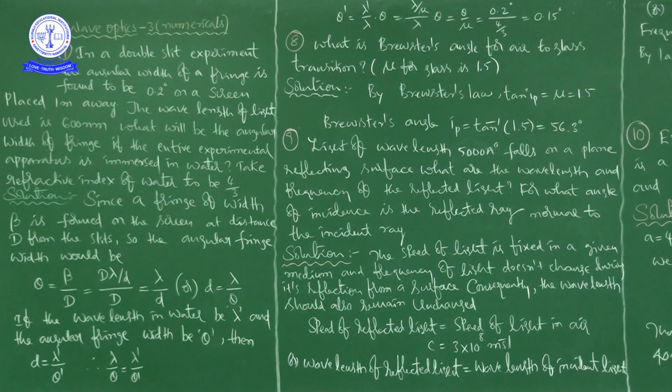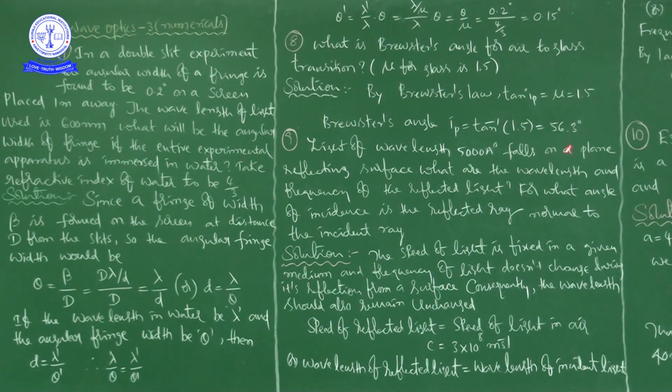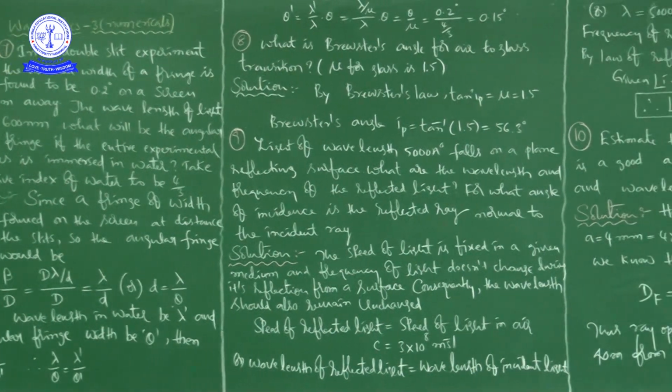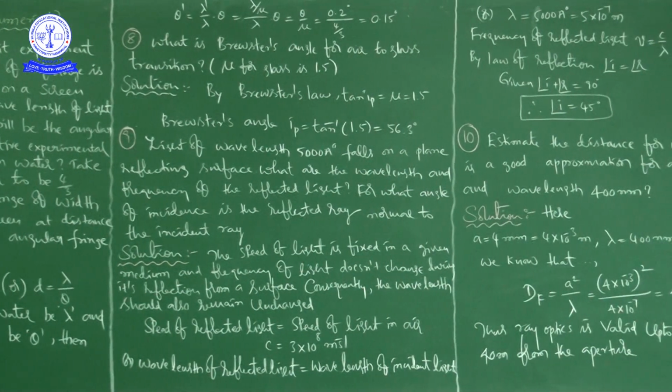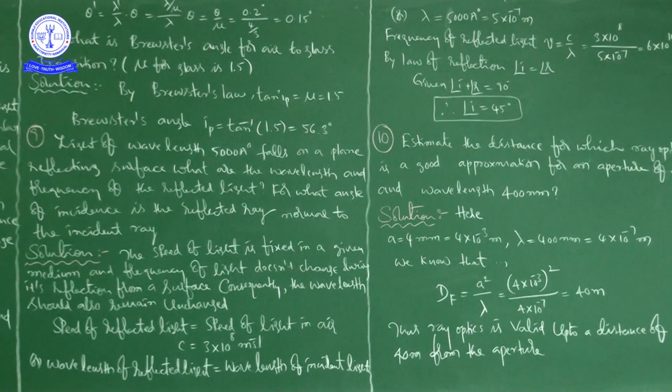So tan inverse of 1.5 means what? That is equal to 56.3 degrees. That is Brewster's angle. That only he is asking now. He is asking what is the Brewster's angle, and that is 56.3 degrees.